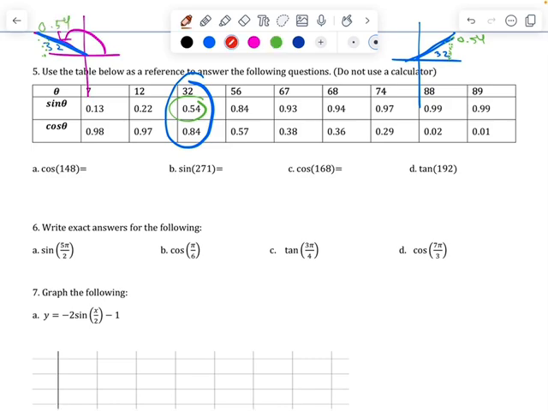Now this is the x value. From here to here, this is 0.84. From here to here, this is going to be negative 0.84, because everything in this quadrant, the cosine values, the x values, are negative. So the answer to this is negative 0.84.